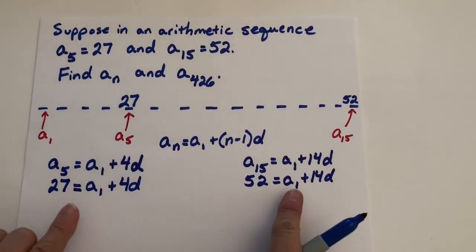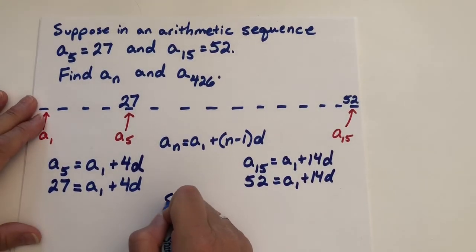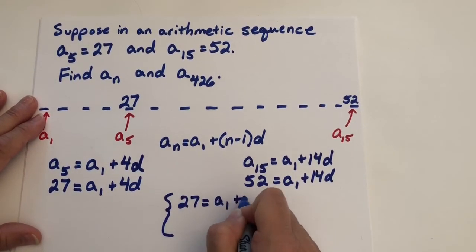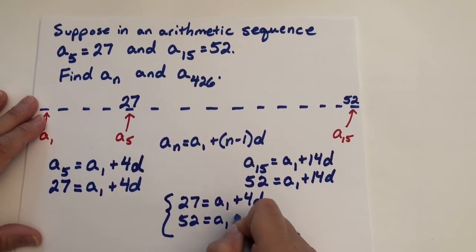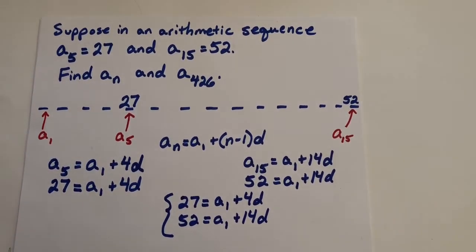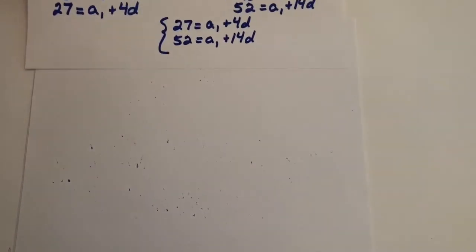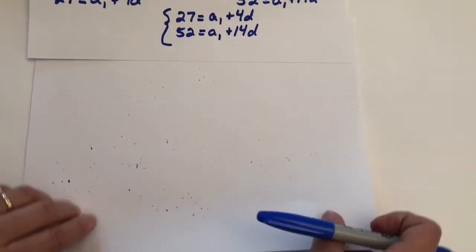Now look what we have. We have two equations, and they each have two unknowns, so we can put those two together, and we have a system to solve. So let's solve that system. I need to move to a new piece of paper, but we'll solve this system. Remember, you can use any strategy you like to solve that system. Elimination or substitution would both work well.